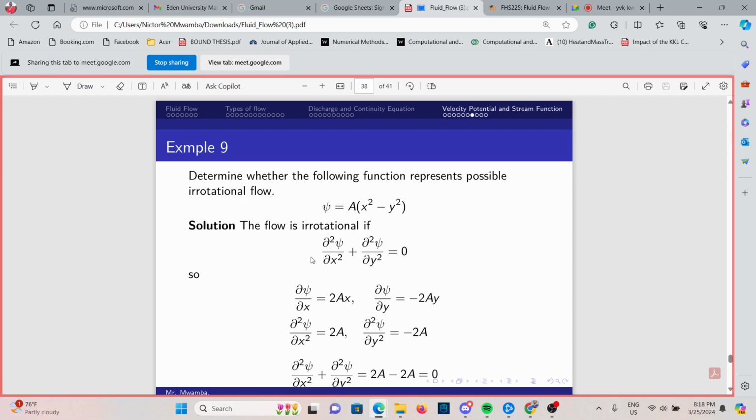Then substitute in the continuity equation here. You find that this is 2a minus -2a, and you get 0. Since the continuity equation has been satisfied, the flow is physically possible for an irrotational fluid flow. That's the implication.